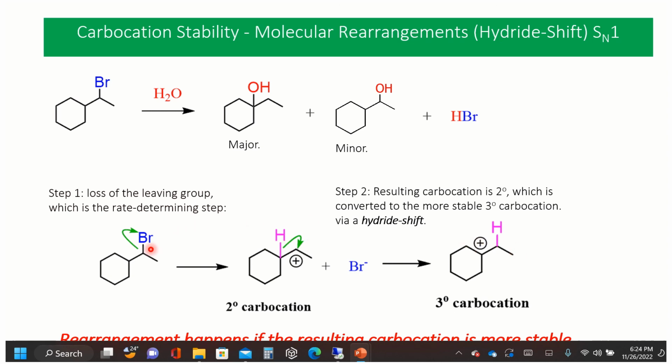The incentive or the drive of this reaction is that we moved from a secondary carbocation, a carbocation with two groups, to a more stable carbocation. The result is that we can now attack to give us our major product.